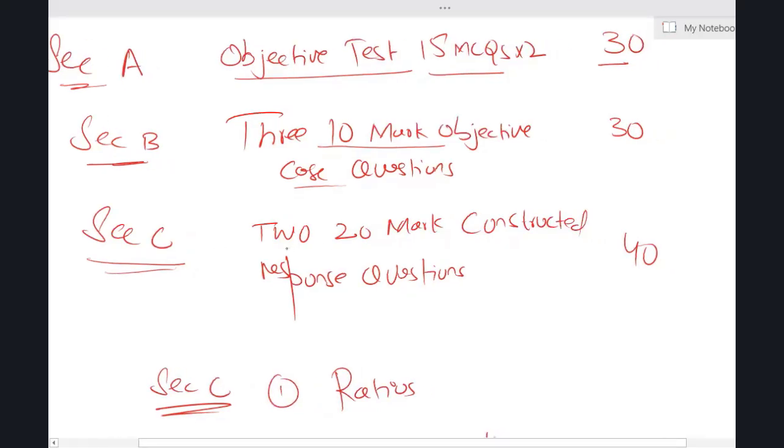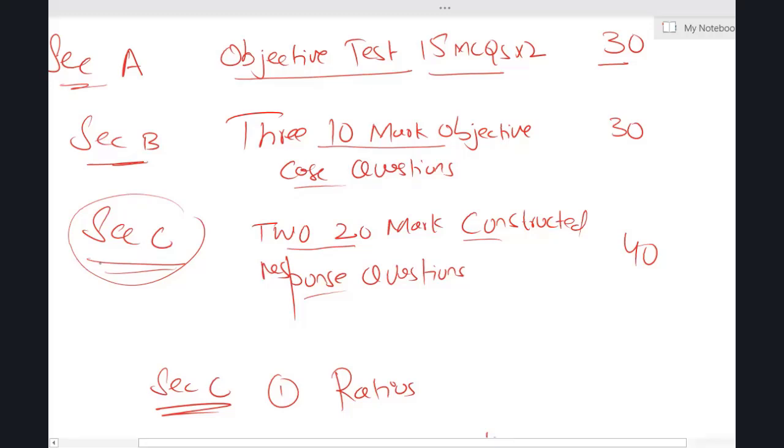In section C, there are 2 20-mark constructed response questions. If it is a numerical question, you have to attempt it on the spreadsheet. If it is a discussion-based question, then you have to answer on MS Word. So you have to do section C on the spreadsheet as well as on MS Word.